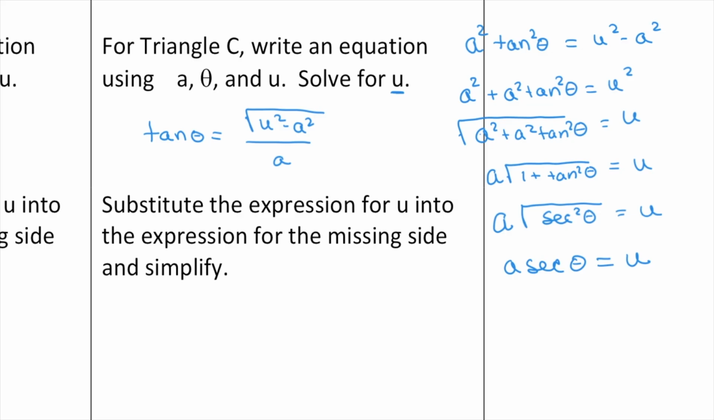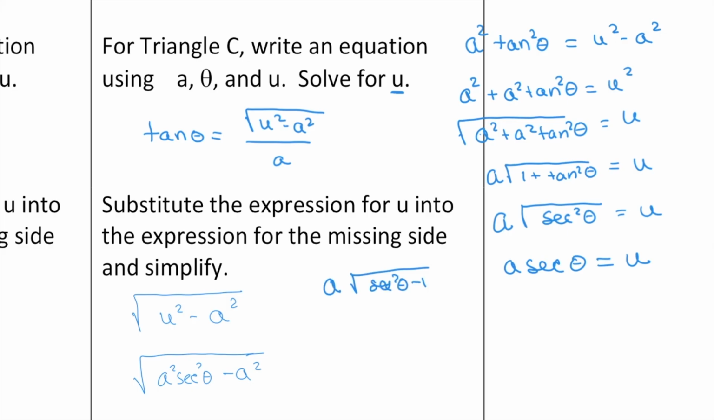Next, we're going to substitute the expression for u into the expression for our missing side. So our missing side was the square root of u squared minus a squared. But we know for this triangle, u squared is a squared secant squared theta, minus a squared. Simplify a little bit more. Factor out the a. We have a times the square root of secant squared theta minus 1. And look at that. We're back to a times the square root of tangent squared theta, which gives us a tangent theta.